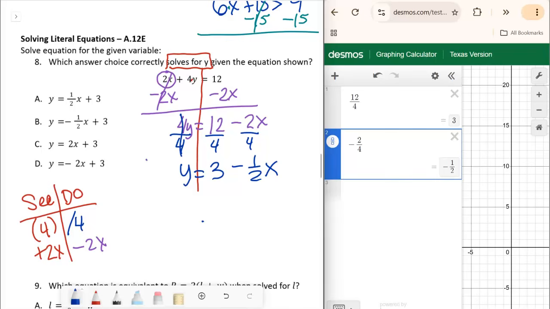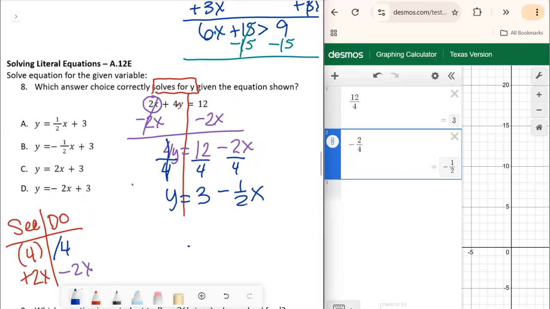Okay, so look at the answer choices. Make sure that the 1/2 is a negative and that the 3 is positive. So right here it says that 1/2 is negative and the 3 is positive. So my answer is B.